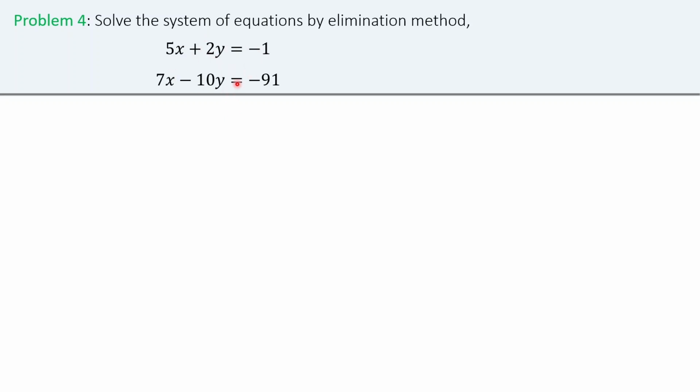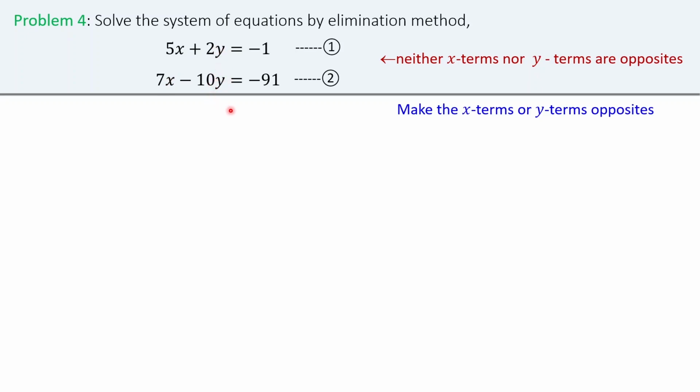Next I am going to solve this system. Equation 1, equation 2. In this system, you have 5x and 7x. These are not opposites. Positive 2y, negative 10y. These are also not opposites. So neither the x terms nor the y terms are opposites. To use the elimination method, you need to make the x terms or the y terms opposites.